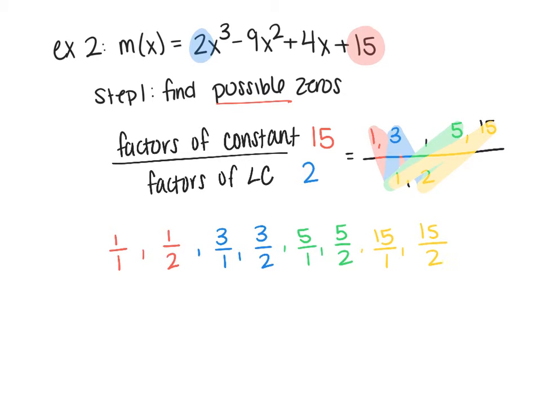Go through and simplify. So I don't need to write 1 over 1, I can just write that as 1. And I can just write 3 over 1 as 3, 5 over 1 is 5, and 15 over 1 as 15. None of my other fractions simplify, but if the fractions need to simplify, simplify them. So there are all my possible solutions. And again, it is the positive or the negative version of any of those numbers. So that's a lot of possibilities.